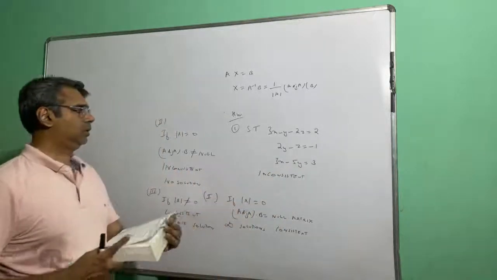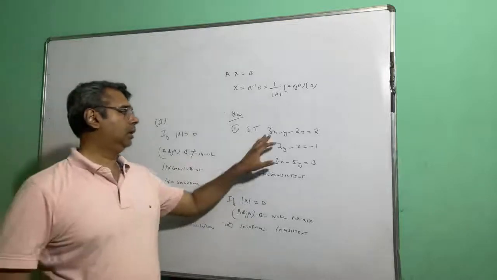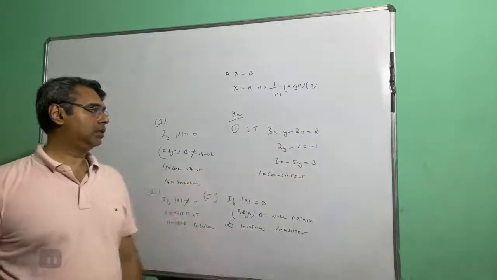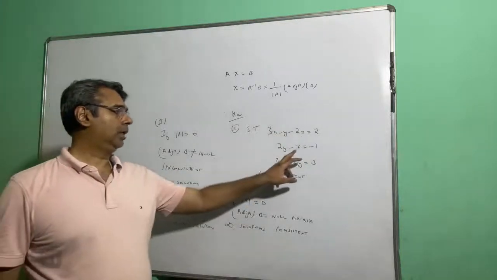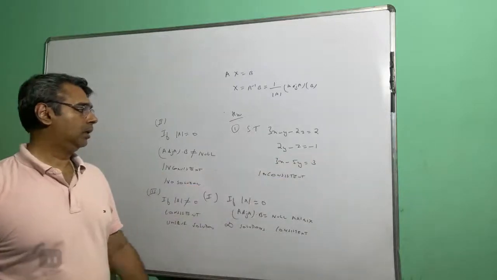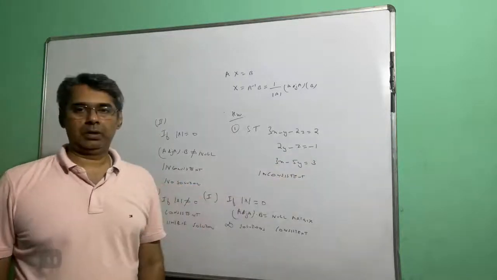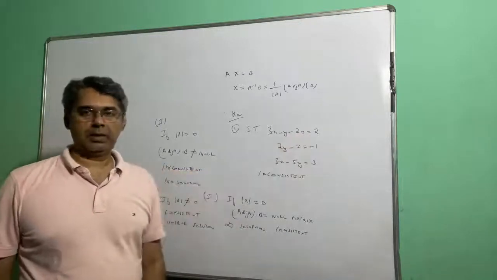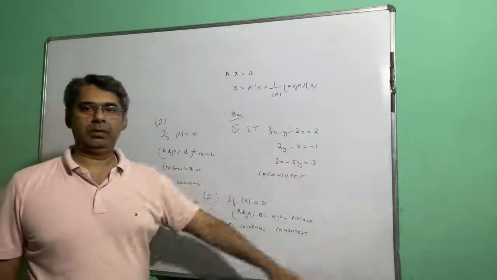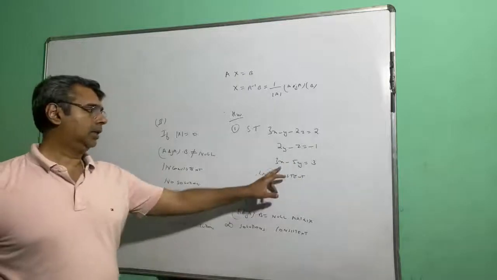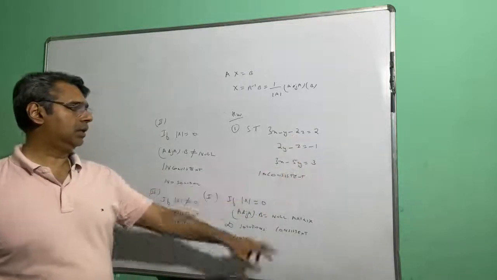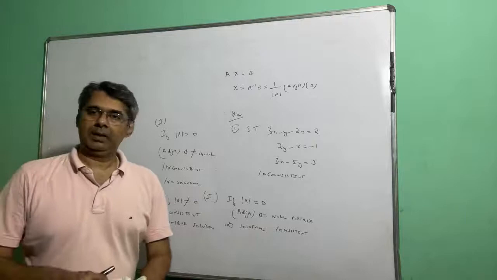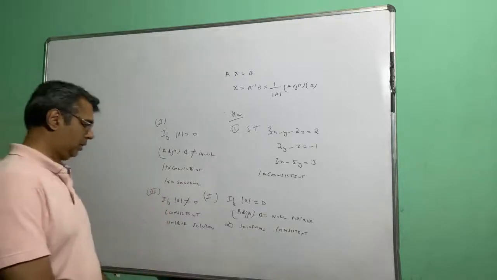The first homework question is, show that 3x minus y minus 2z equal to 2, 2y minus z equal to minus 1, and 3x minus 5y equal to 3. Show that these three equations are inconsistent. That is the first question.